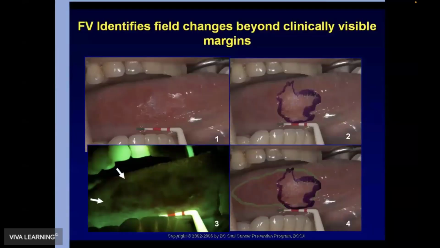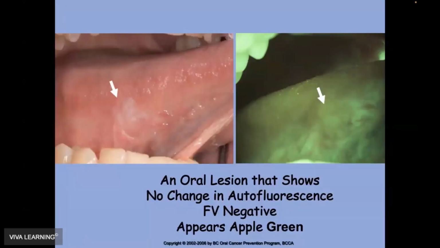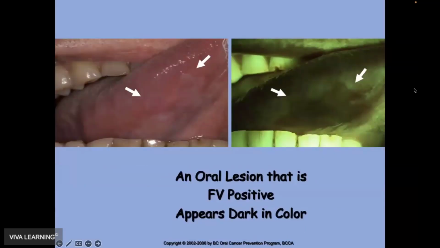So this is the way a surgeon would use the fluorescence visualization. We've got the lesion. We're going to mark it with our denture marking stick. We're then going to see with the fluorescence visualization that the lesion is actually larger than it looks like. So we're going to change our margins. If the lesion fluoresces normally like the surrounding tissue, it's probably nothing more than a cheek bite or a lip bite. If it fluoresces differently than the surrounding tissue, it's something that needs to be biopsied.